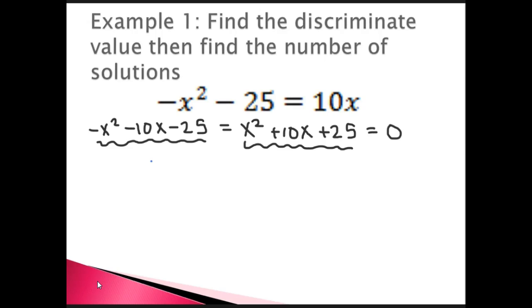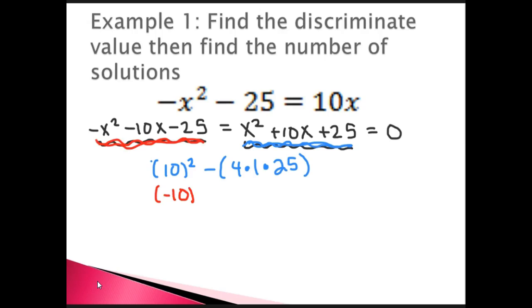So the discriminant is b squared minus 4 times a times c. So if you use the positive, it looks like this. If you use the negative, it looks like this. Either way, you get 100 minus 100. So we get the value of the discriminant is 0.